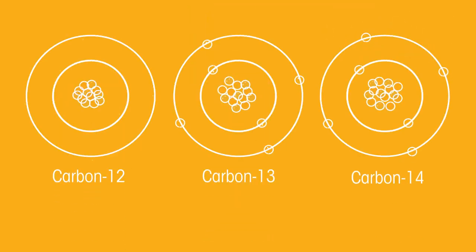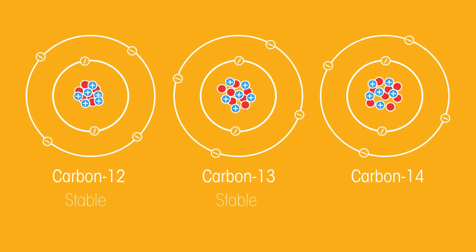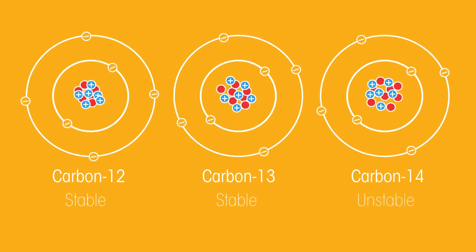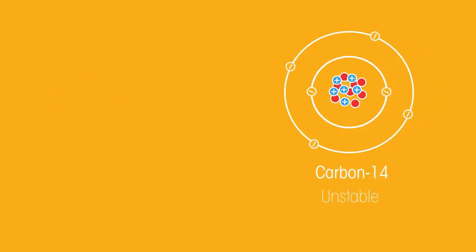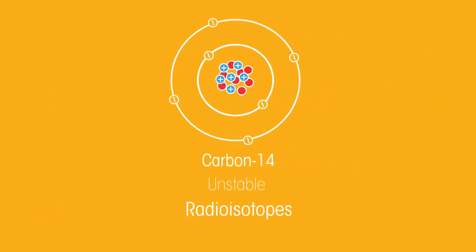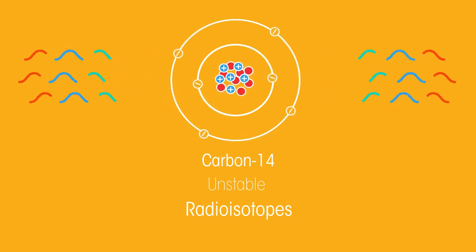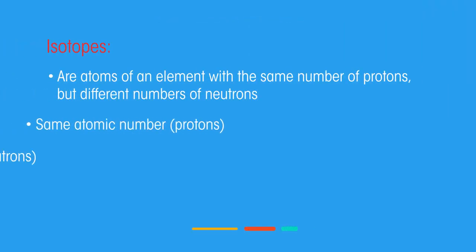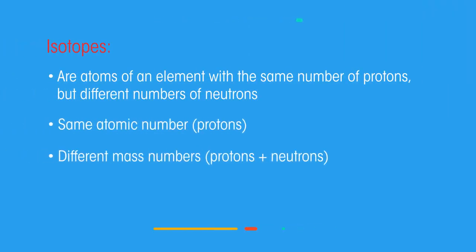Some combinations of protons and neutrons are stable, but some are unstable, which means the nucleus doesn't last very long. These are often called radioisotopes because when they break down, they give out nuclear radiation, which we'll look at in the next video. For now, you should be happy explaining what isotopes are and linking the numbers in the periodic table to the subatomic particles in each atom.